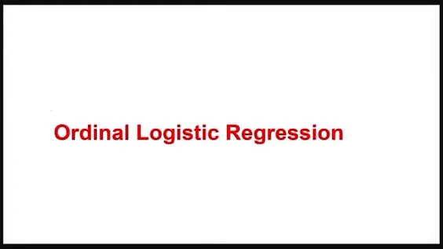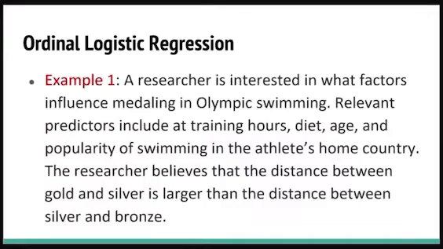Okay. Now in the ordinal logistic regression, it's very close to what we did the other time. We have more than 2 categories, but you know what? They are ordered. The one we just did, they are not ordered. The levels of the response variable were not ordered, but here they are ordered. Okay, now I'm going to give you an example.